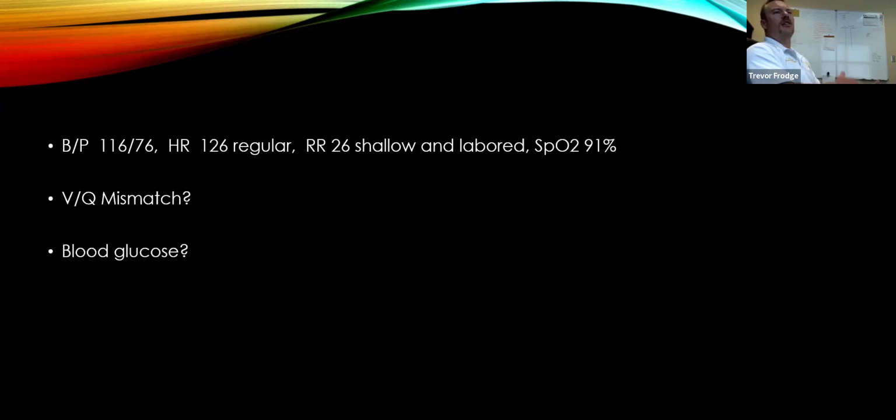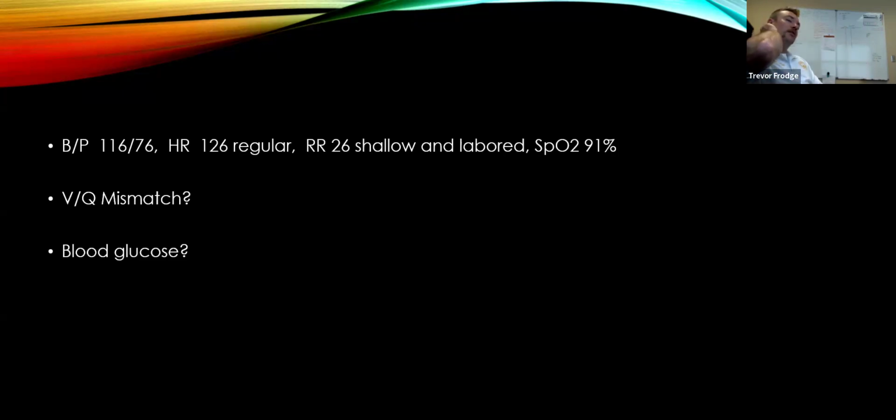She's also tachycardic. She's at 126, so that's got to be concerning. She's breathing 26 times. She's shallow and labored with a pulse ox of 91%. We can see here there's a VQ mismatch. She's breathing fast, 26 times a minute, and she's hypoxic. So there is, in fact, a VQ mismatch present. And if there is a VQ mismatch present, this is a respiratory patient until proven otherwise. There could be other things going on too, but this is, in fact, a respiratory patient and must be treated as such.